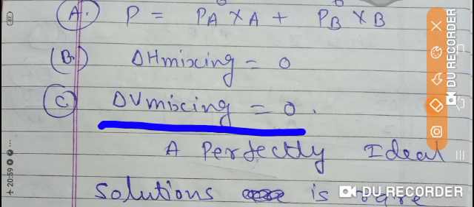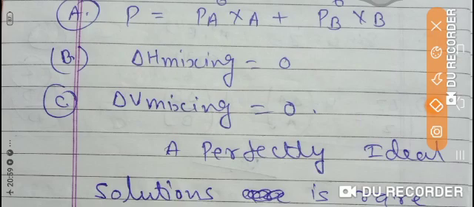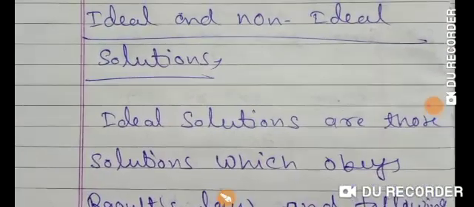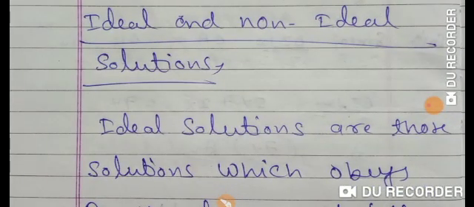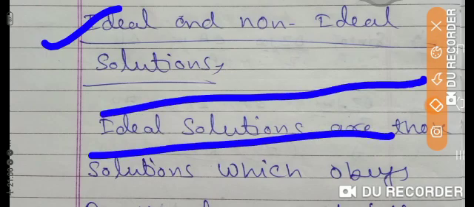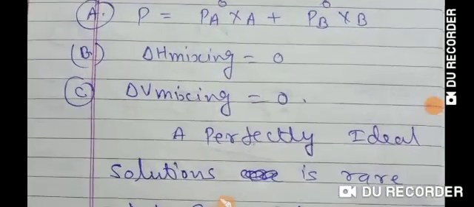So students, you can ask, is it possible that if we are mixing 2 plus 2 it is not 4, maybe more than 4 or less than 4? Yes, it can happen. I will explain later in the video, but that is part of non-ideal solutions, and we are discussing ideal solutions, so you just concentrate on ideal solutions. Look at this one more time. We are discussing ideal and non-ideal solutions. Ideal solutions are those solutions which obey Raoult's law and the following conditions. What are the following conditions? I am going to explain one by one.